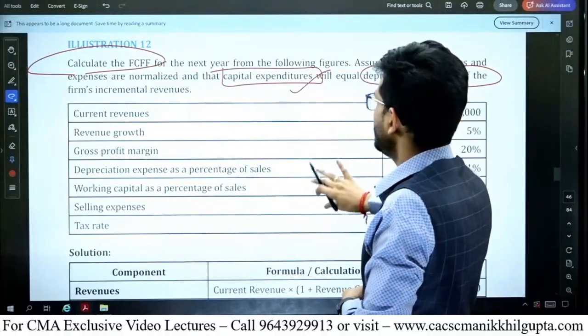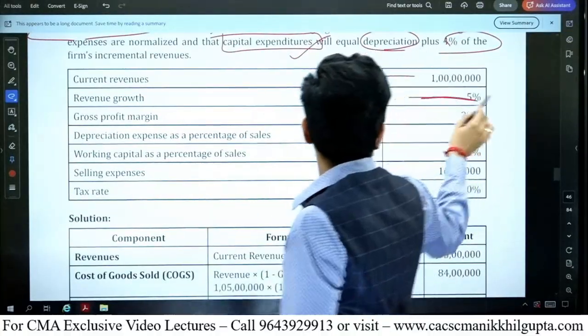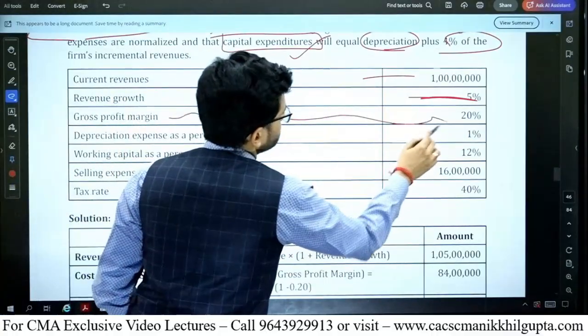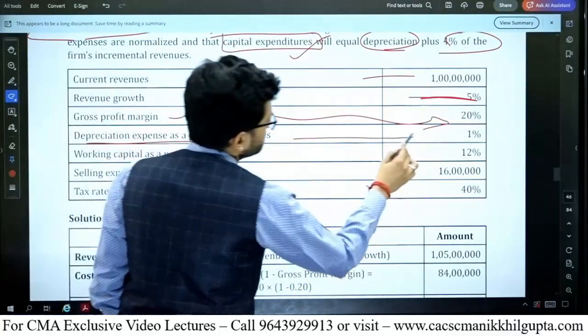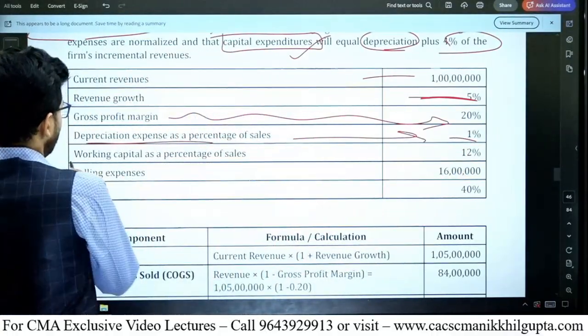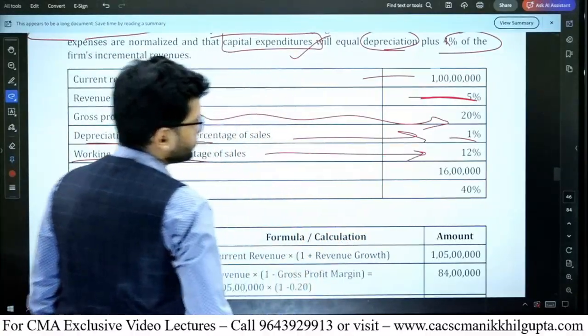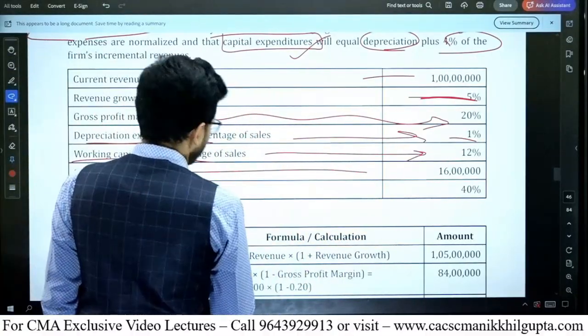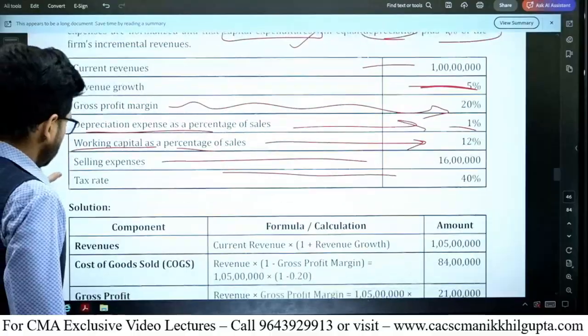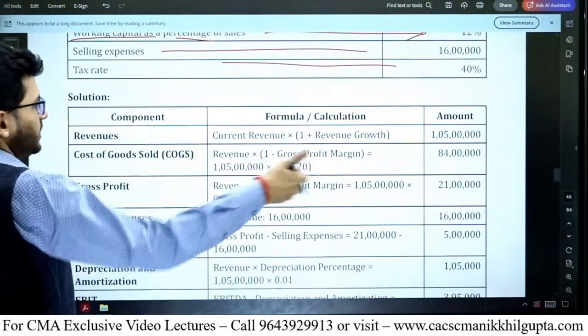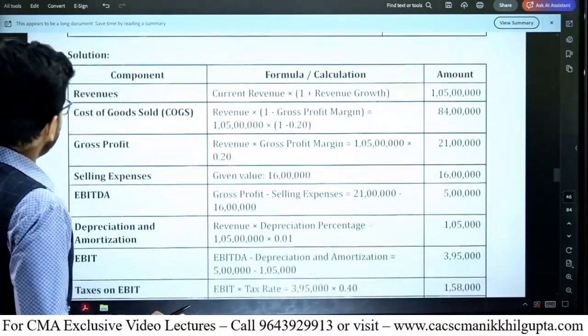Otherwise, the question is simple. So current revenue is given to you, revenue growth rate is given to you, gross profit margin is given to you, depreciation as an expense as a percentage of sales is given to you, 1%, working capital as a percentage of sales is given to you, 12%, selling expenses is given to you and tax rate is given to you. You have to calculate what will be your FCFF after 1 year, that is what you have to calculate.